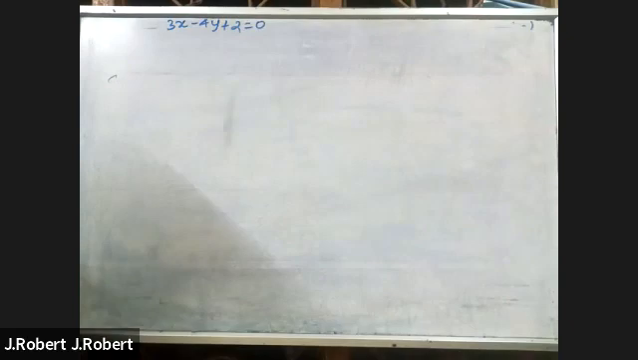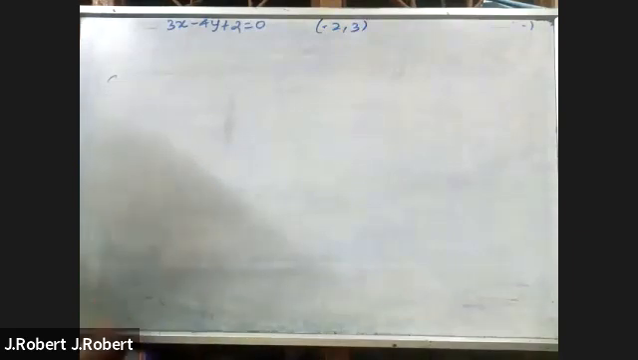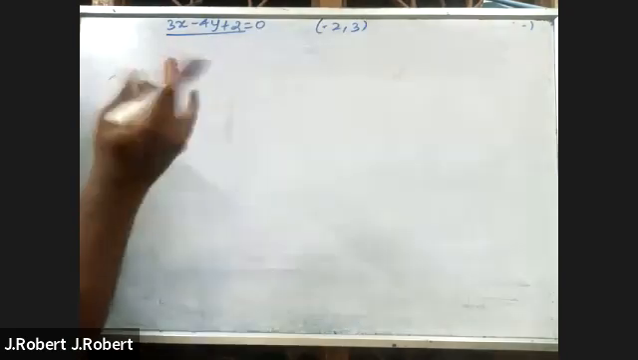And passing through the point minus 2 comma 3. Very simple, 2 marks problem. 2 marks கூட கொடுக்க கூடாது, 1 மார்க் தான் இருக்கு. இந்த லைனுக்கு parallel-ஆ இருக்கணும். அப்போ first of all we have to find out the slope of this one. சரிங்களா? அப்போ என்ன அர்த்தம்?